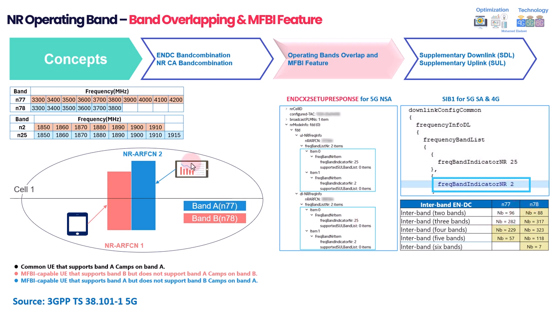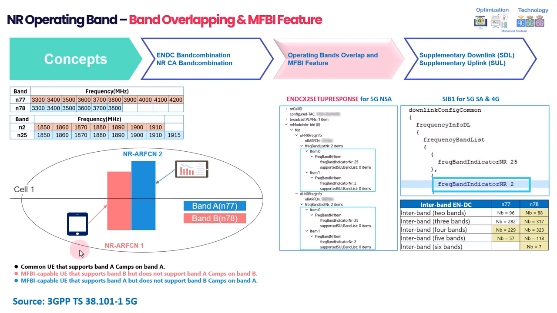First, carrier aggregation, and also it can impact the initial access. So how can you solve this situation? Actually, there is a feature called MFBI, which stands for multi-frequency band indicator. And this feature works from an accessibility point of view, or even during carrier aggregation or ENDC. So how is this feature working?